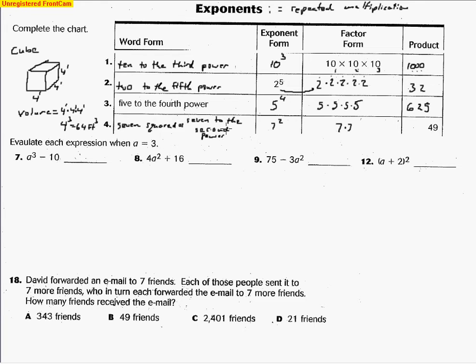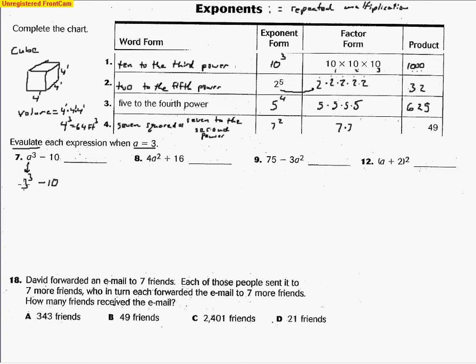Well, let's take a look at the next set of directions. Evaluate. Evaluate means you're going to come up with an answer. But first you're going to substitute. You're going to take the value that the variable equals, 3. So a is 3. So you're going to put a 3 in place of that a. And you're going to cube it. And then take away 10.